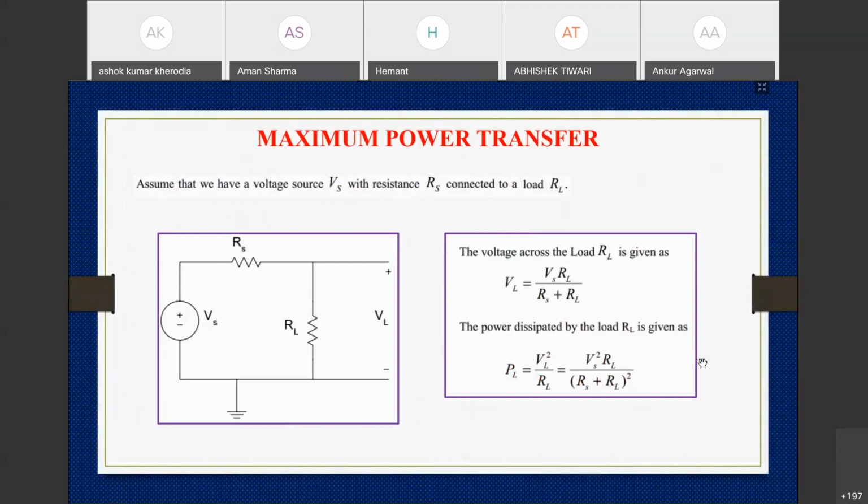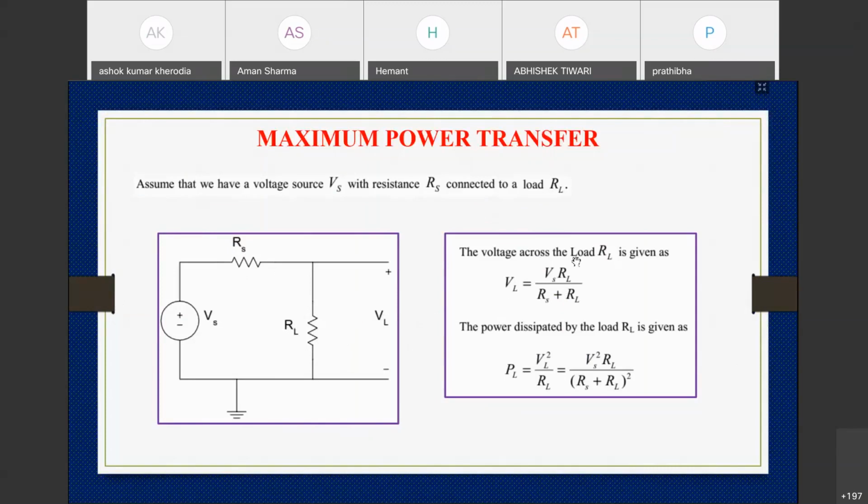Maximum power is delivered from the source to load when the source resistance is equal to the load resistance. So assume that we have a voltage source VS with resistance RS connected to load RL. So this is the circuit. So what will be the voltage across load RL? That is VS into RL upon RL plus RS. So this is the voltage.